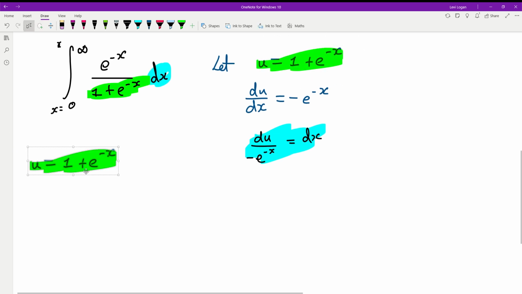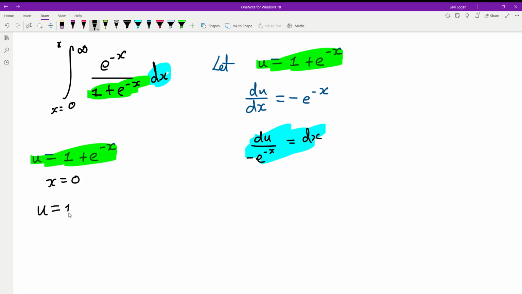So if we do that very quickly, x equals 0, if you chuck that into here, you would have u equals 1 plus e to the negative 0. E to the power of 0 is just 1, and that negative doesn't really matter because you can't have a negative 0, so you have u equals 2, okay?